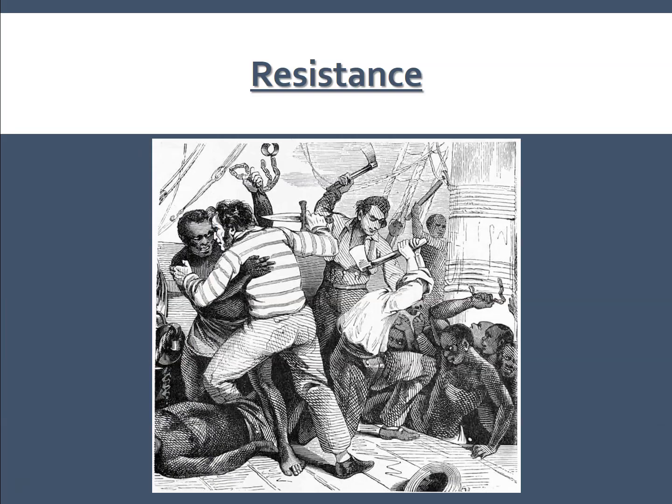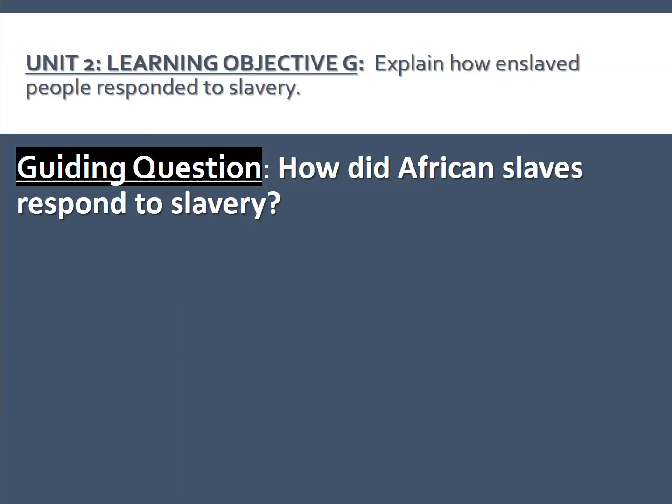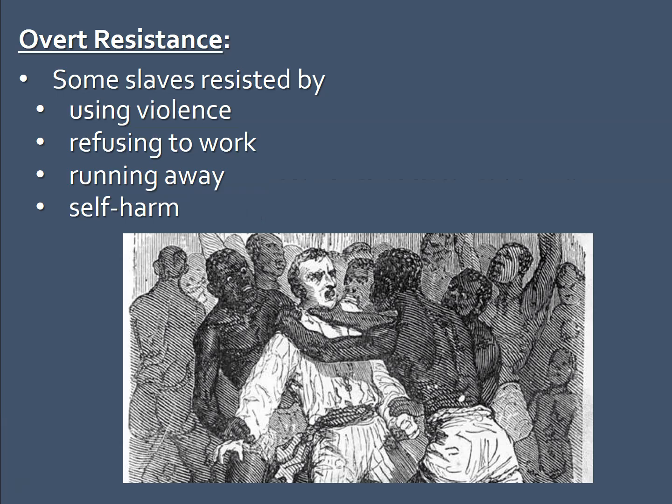All right, let's look at some slave resistance. Talk about how the slaves could have resisted. In fact, that is our second guiding question. How did African slaves respond to slavery? We're going to look at overt and then covert means of resistance. Overt means out in the open, right? This is using violence. This is refusing to work. This is running away. This is acting in self-harm so that you can't work and you deny your labor to the slave owner. And this could even, in fact, go as far as taking your own life, to deny your life to someone else's benefit.